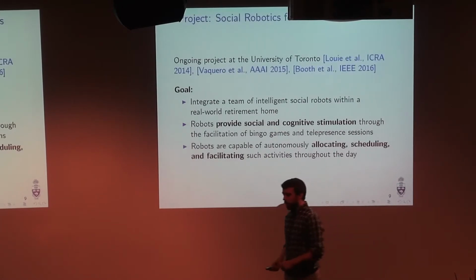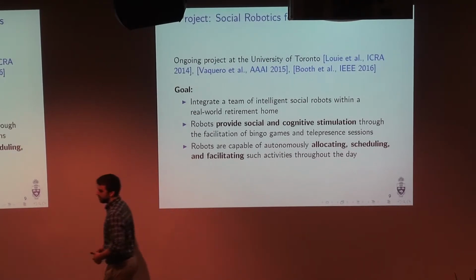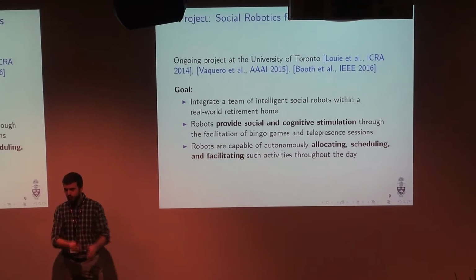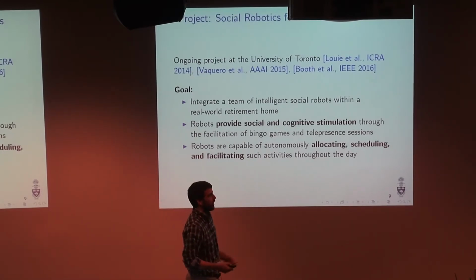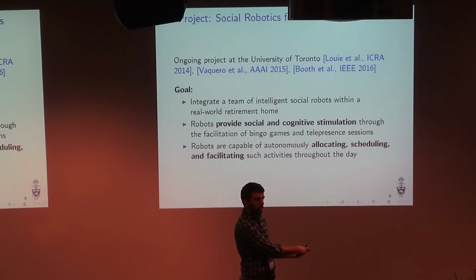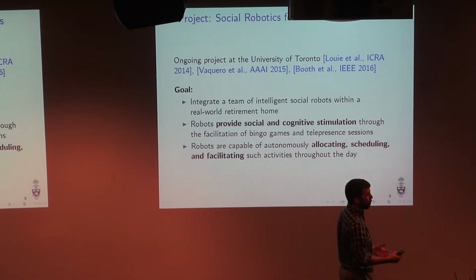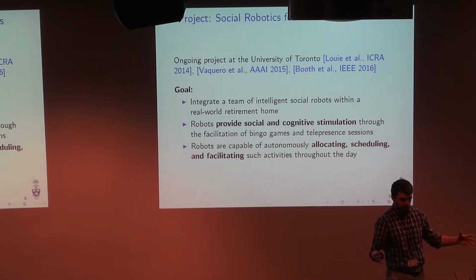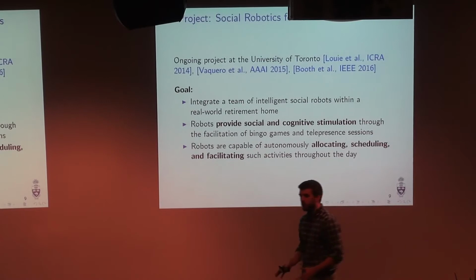So in terms of our ongoing project at the University of Toronto, it's a fairly large project. There have been a number of papers published thus far on certain subcomponents of this project. But the goal is to integrate this team of social robots within this retirement home, and provide social and cognitive stimulation through the facilitation of two major task types. There are bingo games, which we'll look at more later on, as well as telepresence sessions. Ultimately, we want to build a multi-robot system that is capable of autonomously allocating, scheduling, and facilitating such activities throughout the day. So these robots shouldn't need help from anyone.